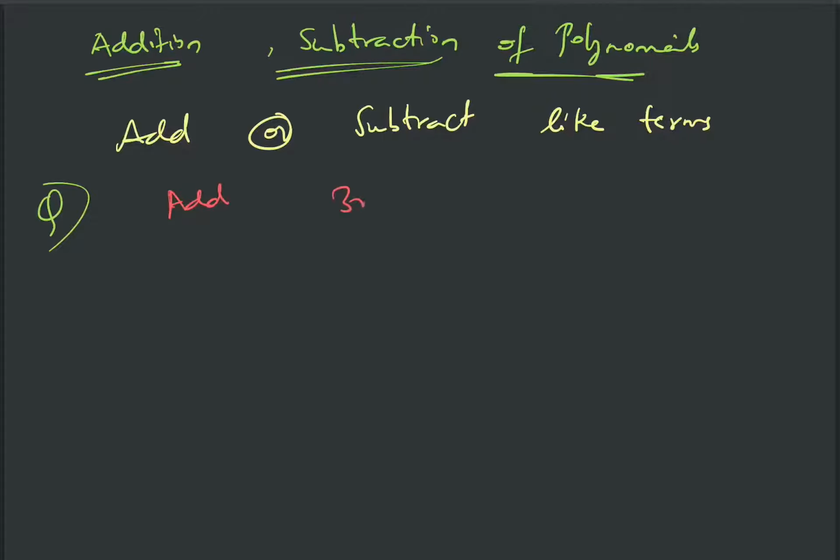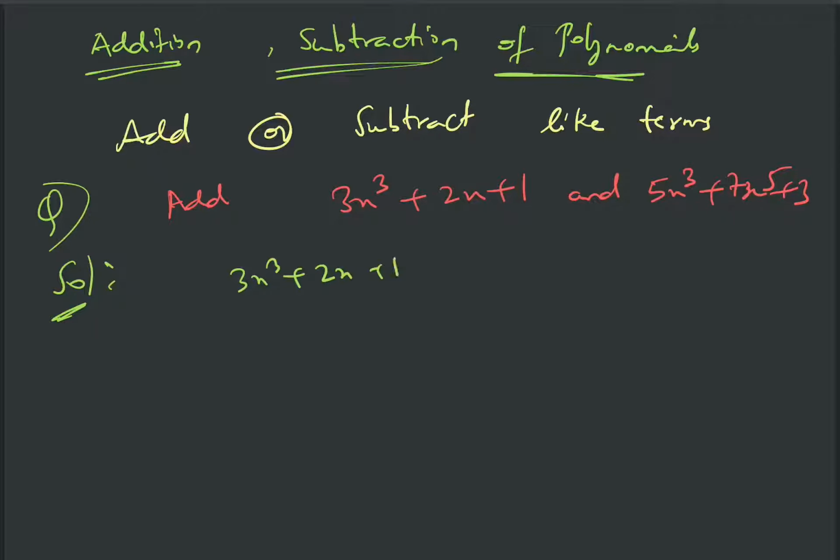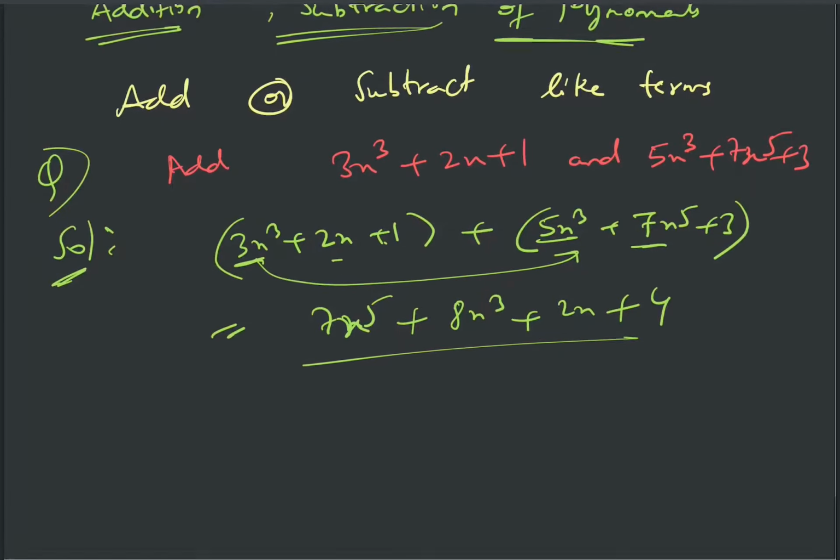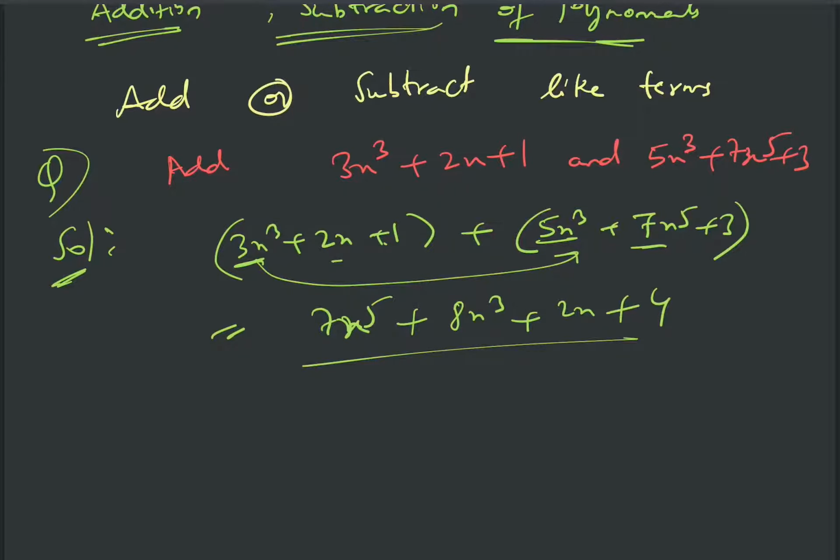Say if I give you a polynomial 3x cube plus 2x plus 1 and say 5x cube plus 7x power 5 plus 3, and you want to add these. So this is 3x cube plus 2x plus 1 plus 5x cube plus 7x power 5 plus 3, right? So this is the addition. Now see, the highest term is 7x power 5, and you need to add the like terms. So 5x cube and 3x cube are like terms, so it will become 8x cube, and 2x as it is, and 1 and 3 are like because they are constants, so 1 plus 3 is 4, right? So this is how you add polynomials.